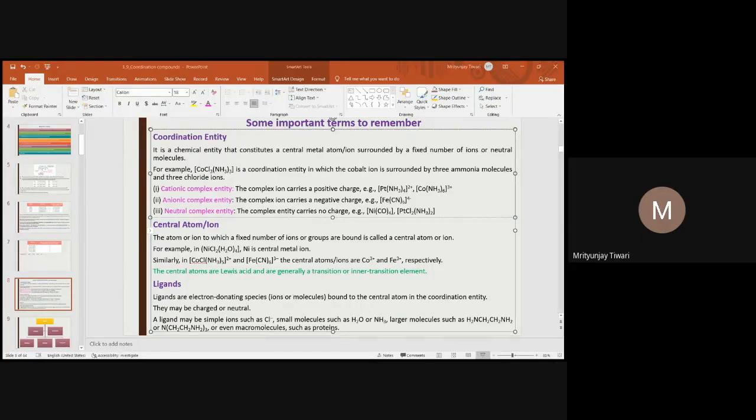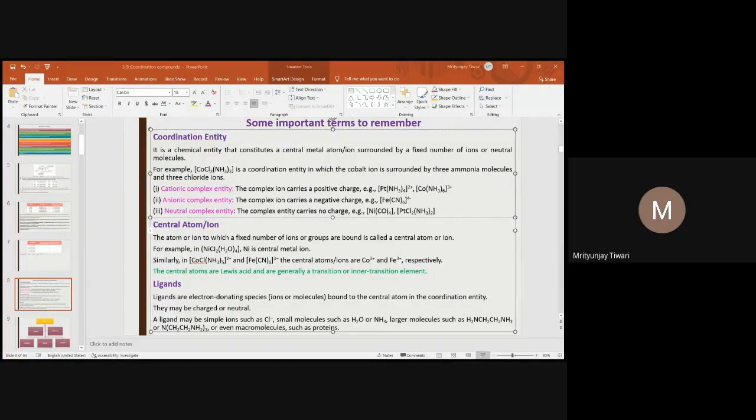Ammonia. There are many other examples. Water and chloride are ligands here in this example, and so on. These ligands may be charged or neutral. The chloride ion is charged, ammonia is electrically neutral, cyanide is also charged, but water is electrically neutral. So water can behave as a ligand, ammonia can behave as a ligand, and cyanide, chloride, bromide, iodide can also behave as ligands. Carbon monoxide, which is electrically neutral, is also a neutral ligand.